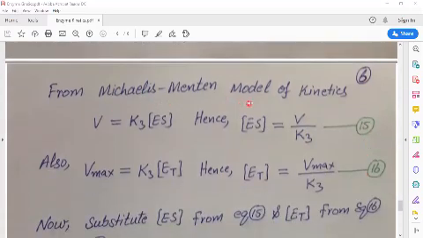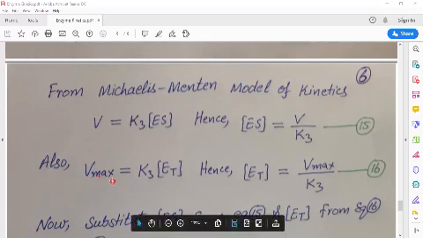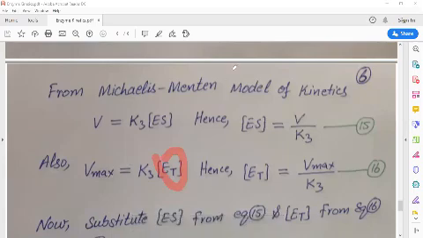From the Michaelis-Menten model of kinetics, we know the initial velocity is equal to K3 into enzyme substrate concentration. Hence, enzyme substrate concentration is equal to V divided by K3. This is equation 15. Also, we can write Vmax is the maximum velocity. Maximum velocity is equal to K3 into total enzyme concentration. Hence, we can write Et is equal to Vmax divided by K3.